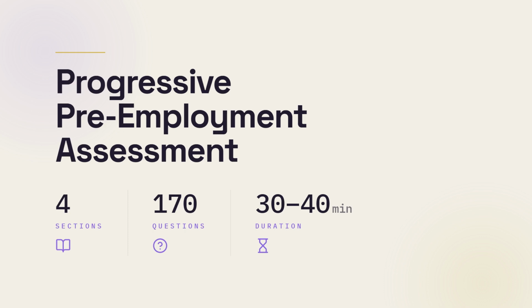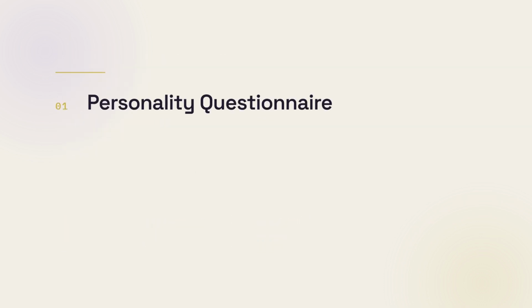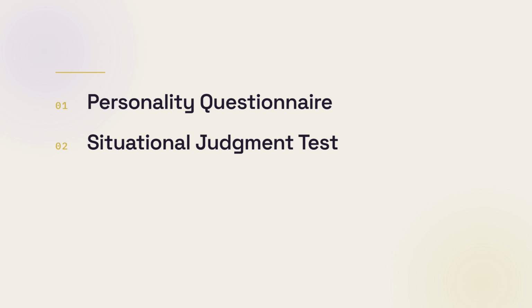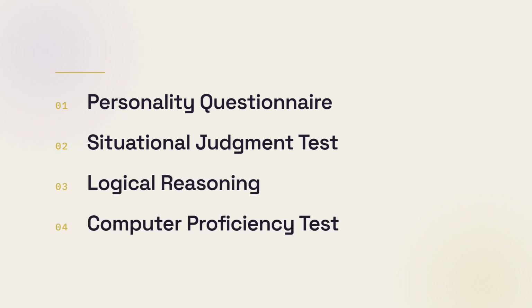The 4 sections of the Progressive Assessment are Personality Questionnaire, Situational Judgment Test, Logical Reasoning, and Computer Proficiency Test. Let's go over them one by one, including samples and tailored tips.